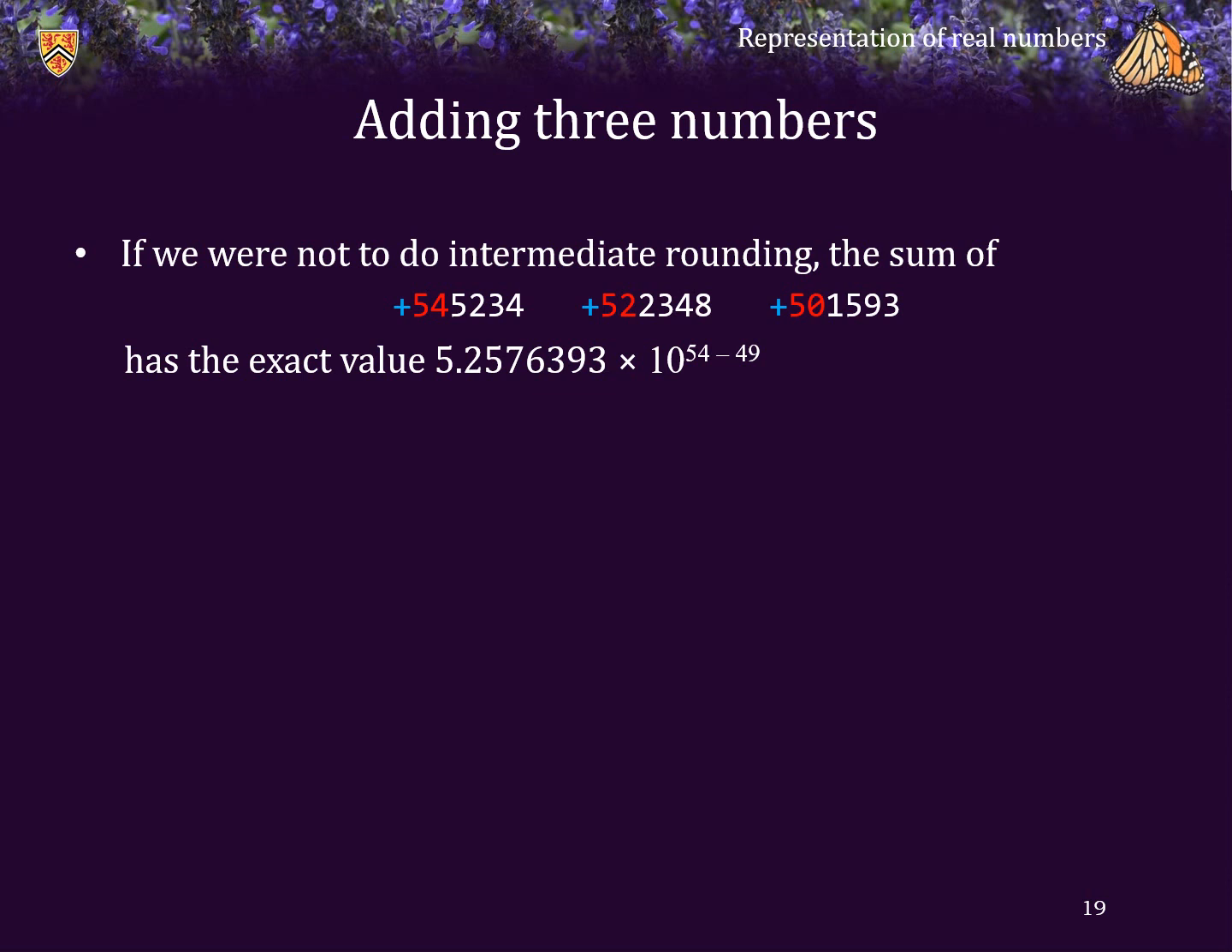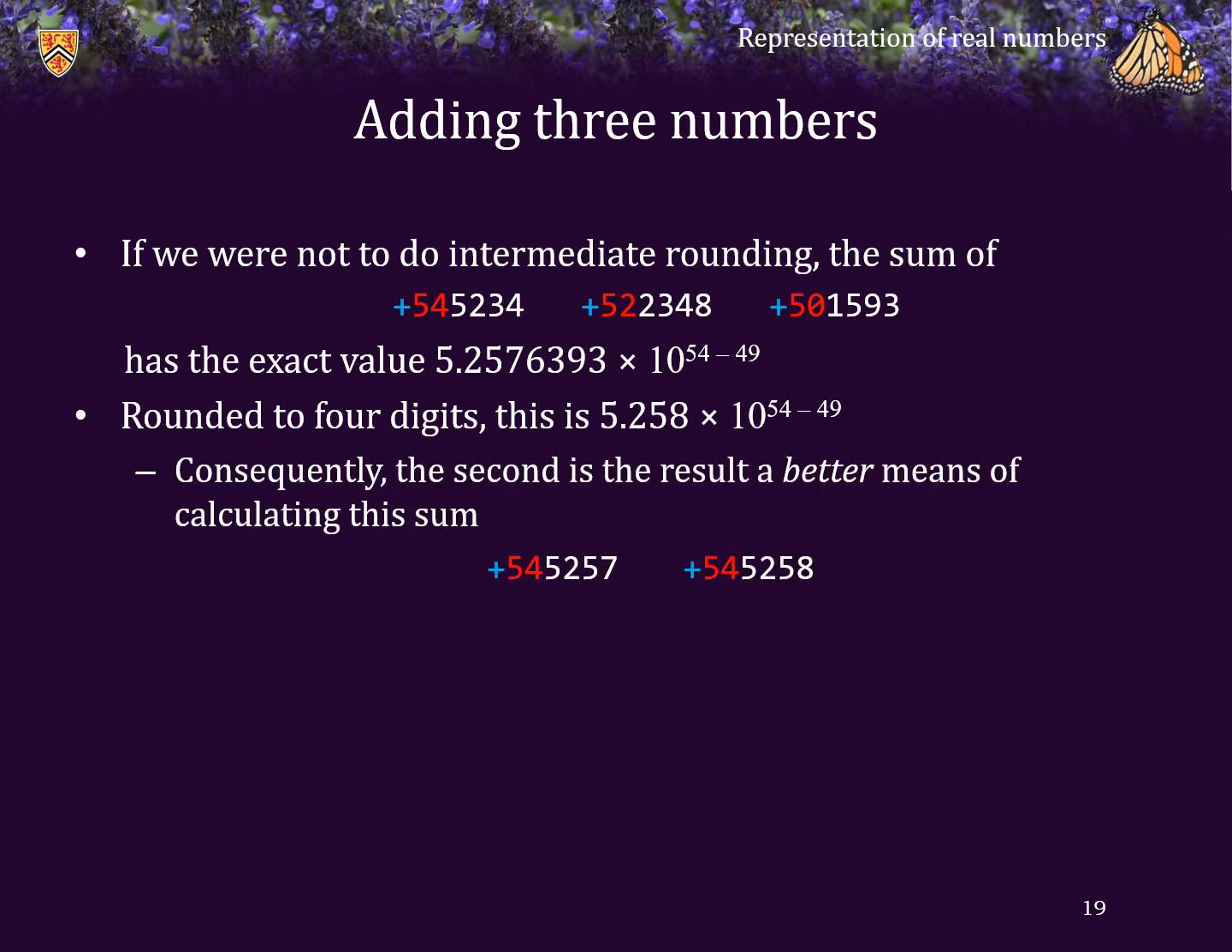Now, if we are not going to do the rounding in the intermediate steps and just simply sum these three together, then the actual result is 5.25764393 times 10 to the 54 minus 49. If we now round this final result to four digits, we get 5.258 times 10 to the 54 minus 49. Therefore, of the two computations we made, the one where we added the second and the third representations first and then added to that the first gave us a better approximation with respect to relative error than adding the first two and then adding the third.